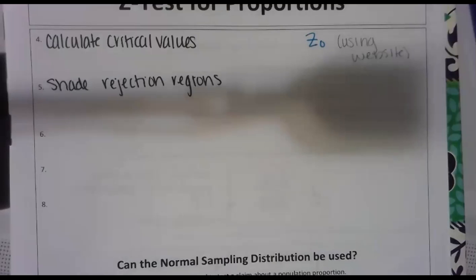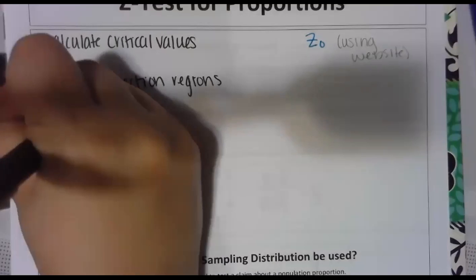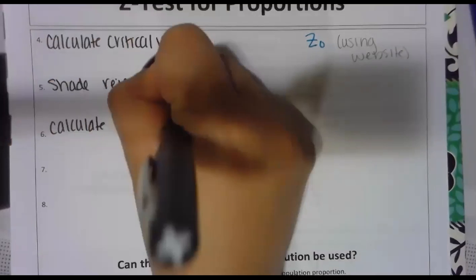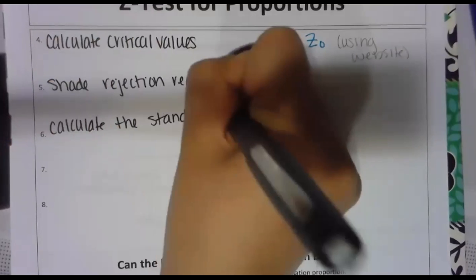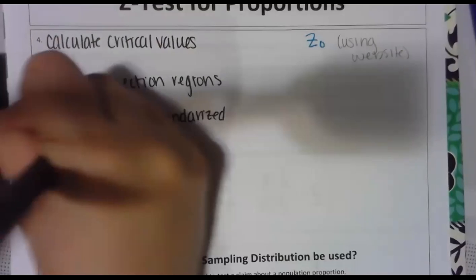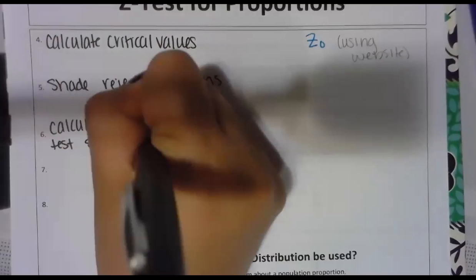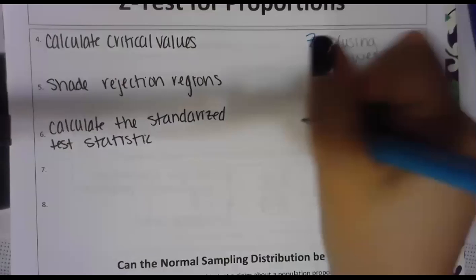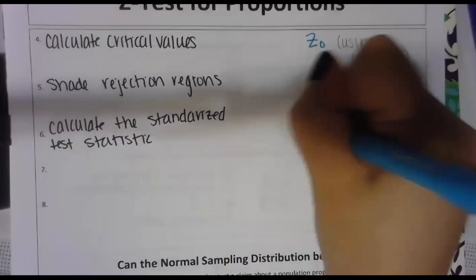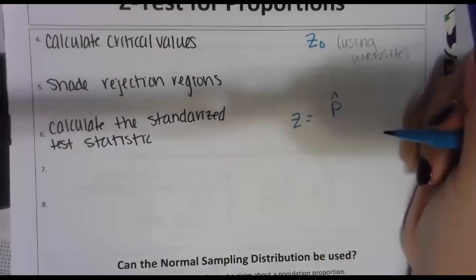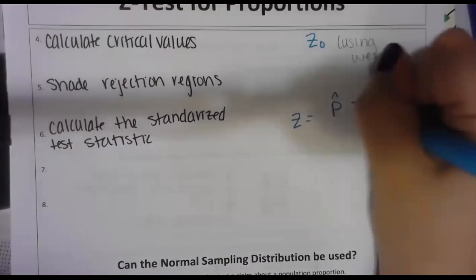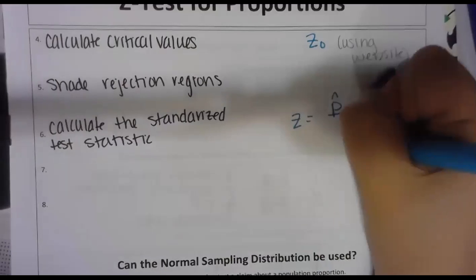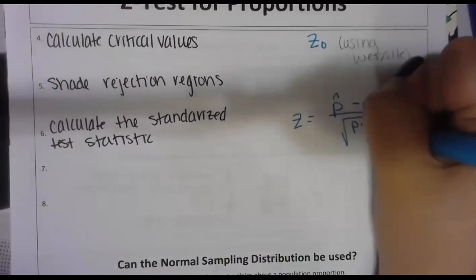Okay, and then step number 6 is to calculate the standardized test statistic. So that's the formula that we just identified at the beginning. Z equals your sample proportion minus your population proportion divided by the square root of your population proportion times its complement divided by the sample size.